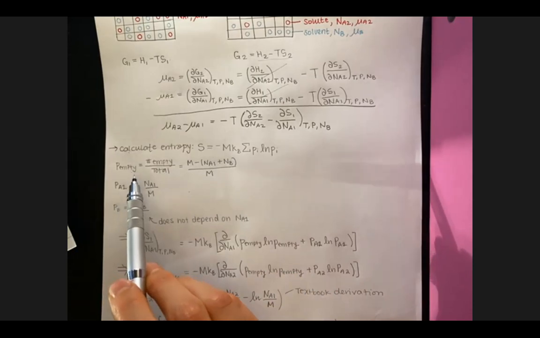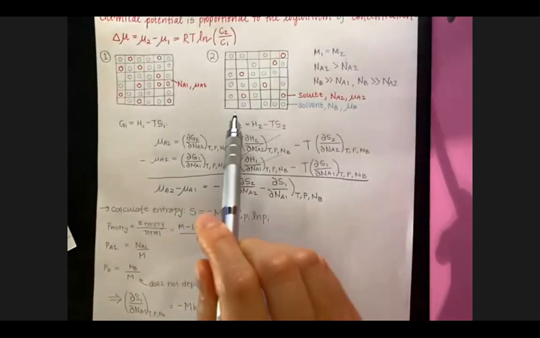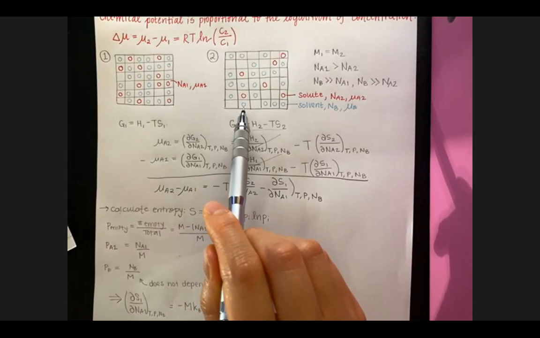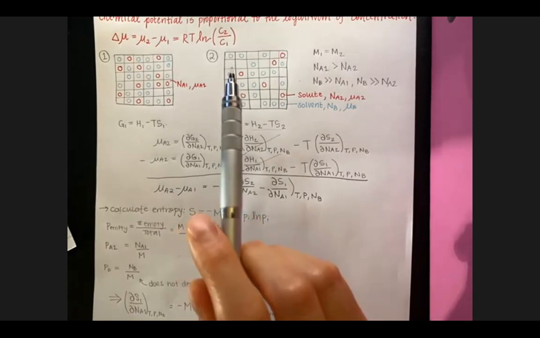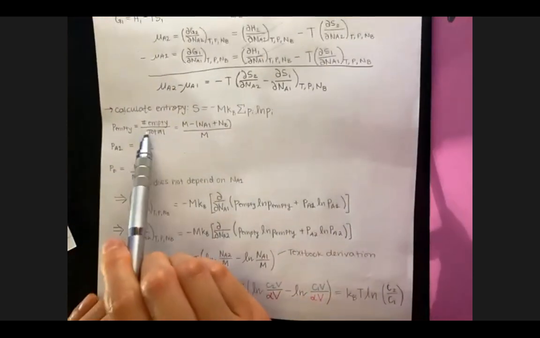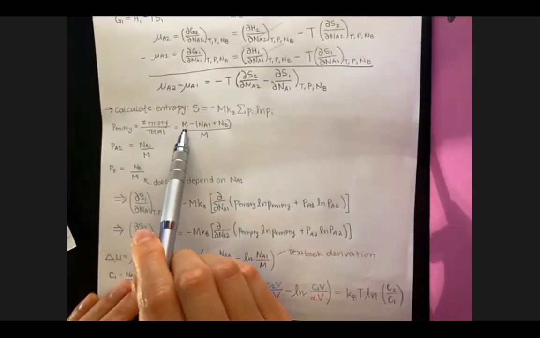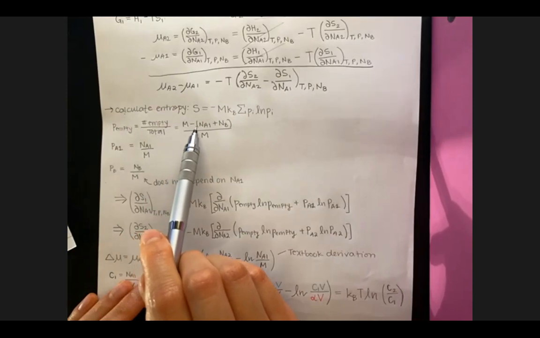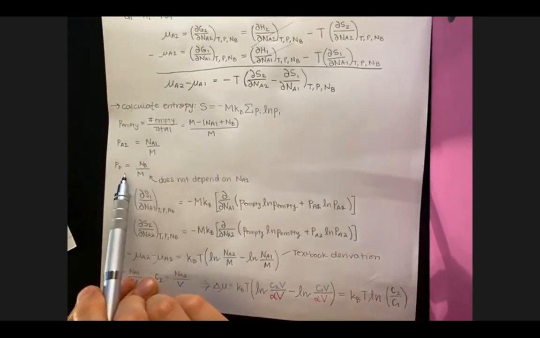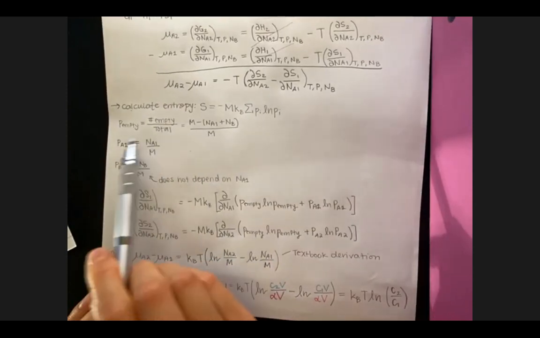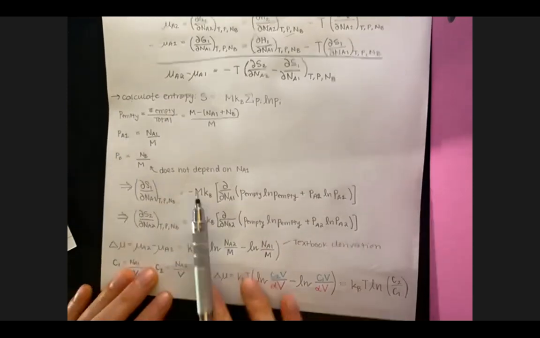So each grid box can be in one of 3 states. It can be empty, it can have a solvent molecule, or it can have a solute molecule. And so the probability of it being empty is the number of empty over the total, which is the total number of grid boxes minus the sum of the solute and the solvent over the number of grid boxes. Similar equations for solute and solvent.